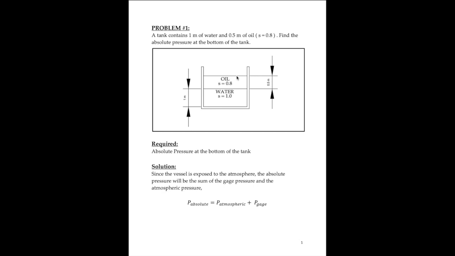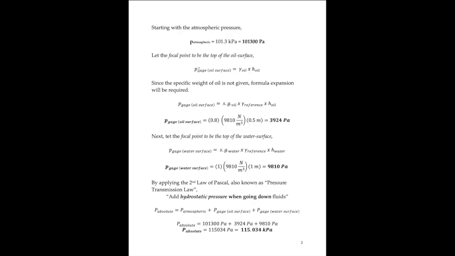From this, you will have to go to where the fluids change. That means it is the interface between water and oil, the line that is shown to you right here. The hydrostatic pressure due to oil starts from the top of the surface up until the interface between oil and water, and that can be solved using the equation specific weight of oil multiplied by the height of oil.